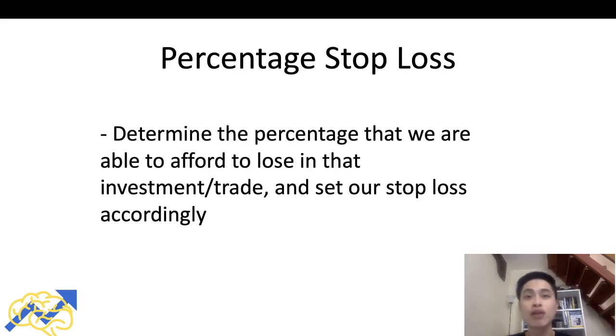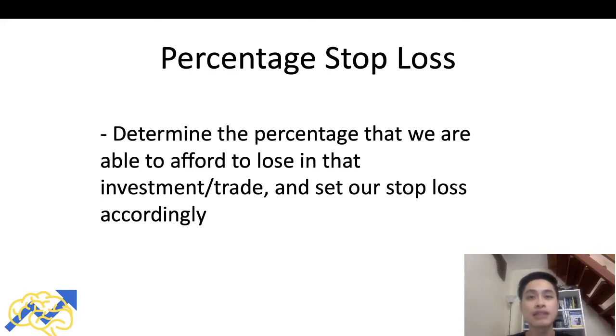For a percentage stop loss, we determine the percentage that we are willing and able to afford to lose in that investment or trade. For example, if you are taking a look at a $100 stock and you determine the percentage you are willing to risk is 2%, then 2% of $100 is $2. This means that you are only willing to lose $2 or 2% of the stock's value. You will then place your stop loss at $98.